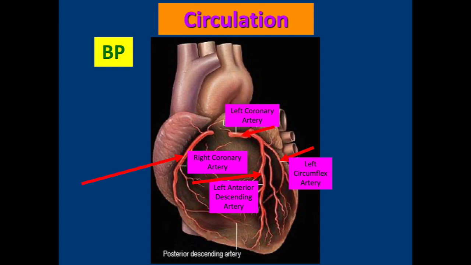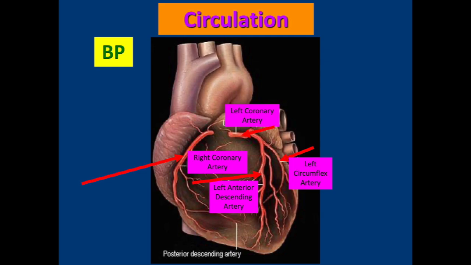The circulation to the coronary arteries: there's the left coronary artery, the left circumflex artery, the right coronary artery, and the left anterior descending artery. We left that one for last because that's the one that is nicknamed the Widowmaker. So if that is blocked, heart muscle will die very fast and the patient will die unless some intervention is done.